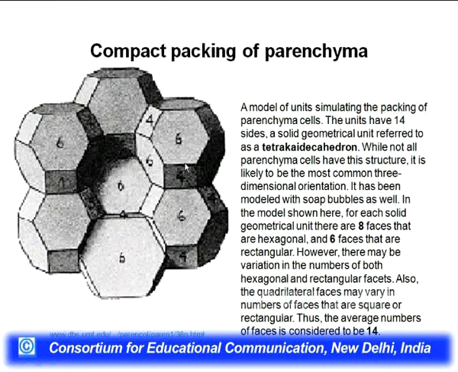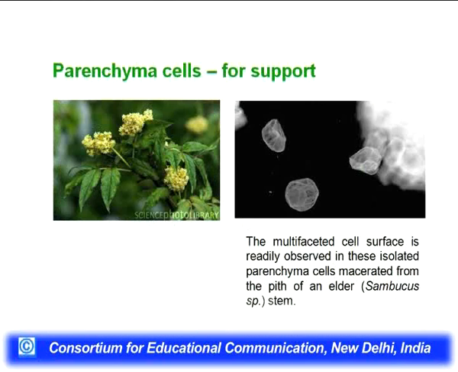and quite often if you isolate the cells, they modify their shape as soon as you isolate them. Now, here are some cells which look very close to having multiple plane surfaces. This one is the closest you can think of to a tetrakaidecahedron structure, from the pith of a plant called elder, Sambucus stems. So, here the parenchyma cells are showing a shape similar to what the computer model had shown.